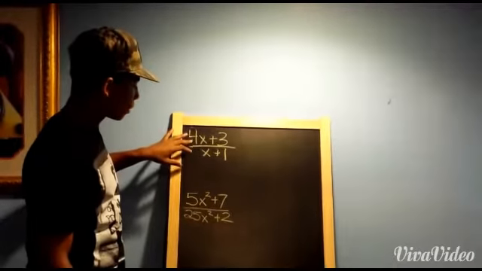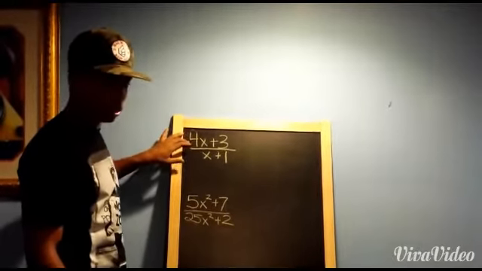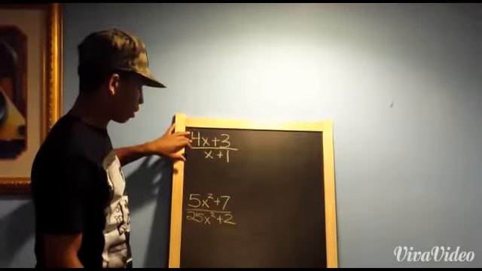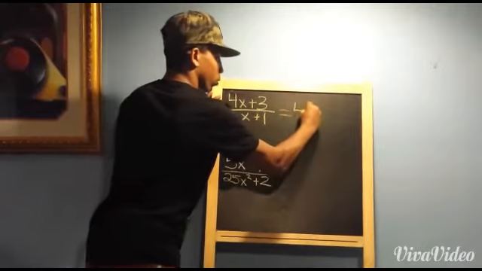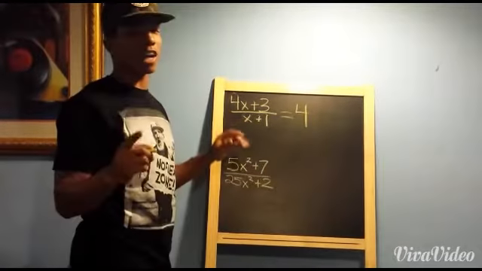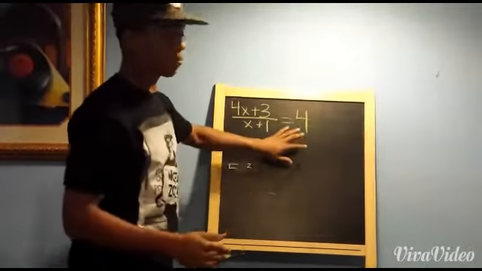Considering that the denominator has the same degree as the numerator, we're going to divide these two coefficients. So 4 divided by 1 will equal 4. So our horizontal asymptote on our graph will be at 4. Okay?